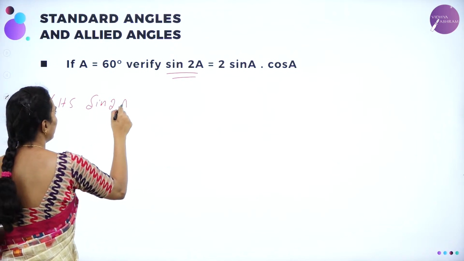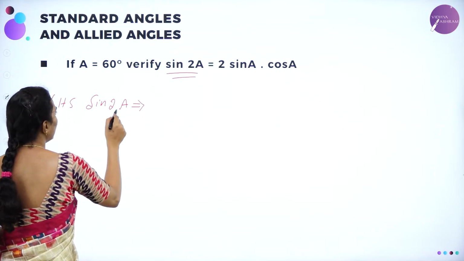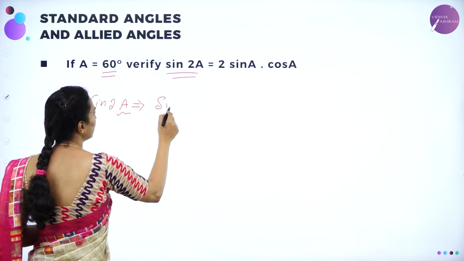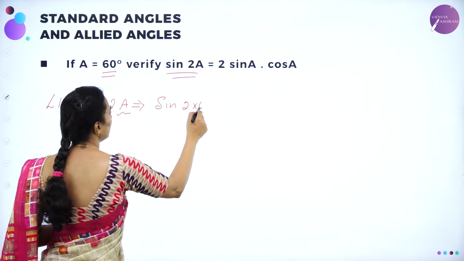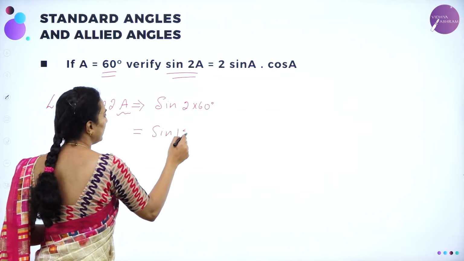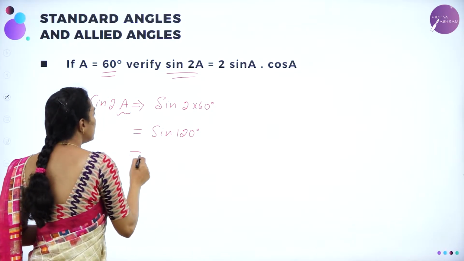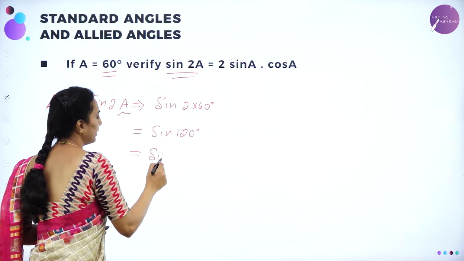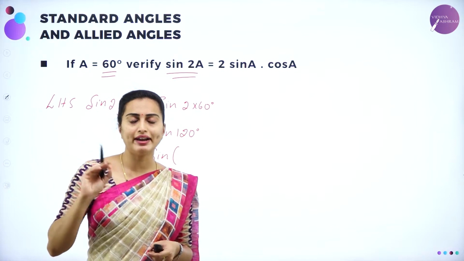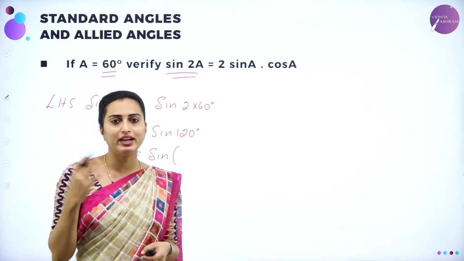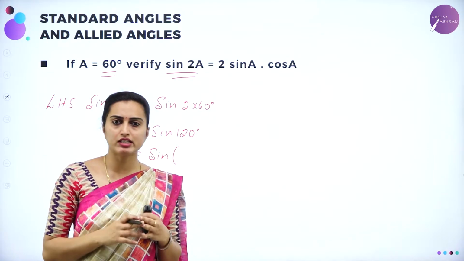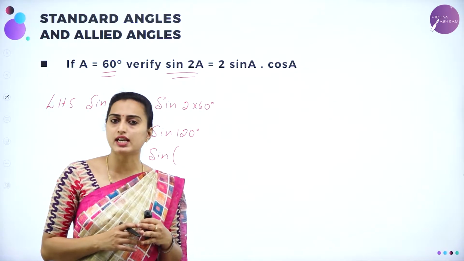Now I am going to substitute for A, which they have given as 60 degree. So sine 2 into 60 degree is nothing but sine 120 degree. Now dear students, sine 120 degree can be written as either 90 plus 30 or 180 minus 60, isn't it? So with 90, sine will change as cos, and with 180, sine will remain as it is.